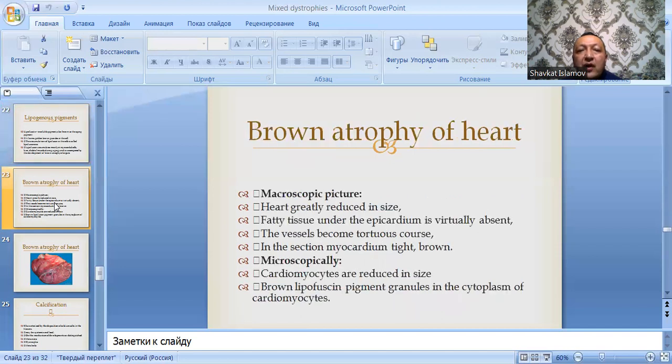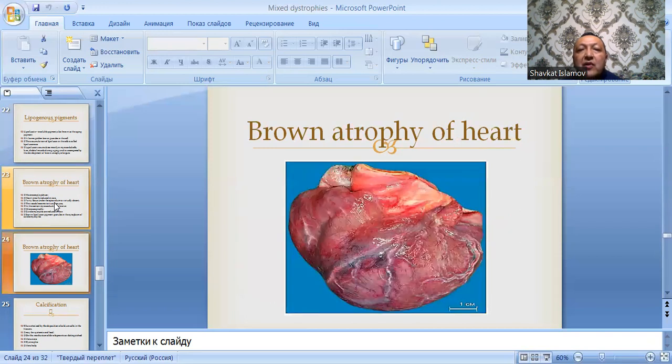Brown atrophy of the heart, macroscopic picture. The heart is greatly reduced in size. Fatty tissue under the epicardium is virtually absent. The vessels become tortuous. The section of myocardium is brown. Microscopically, cardiomyocytes are reduced in size, with brown lipofuscin pigment granules in the cytoplasm of cardiomyocytes. Brown atrophy of the heart, you see pictures.